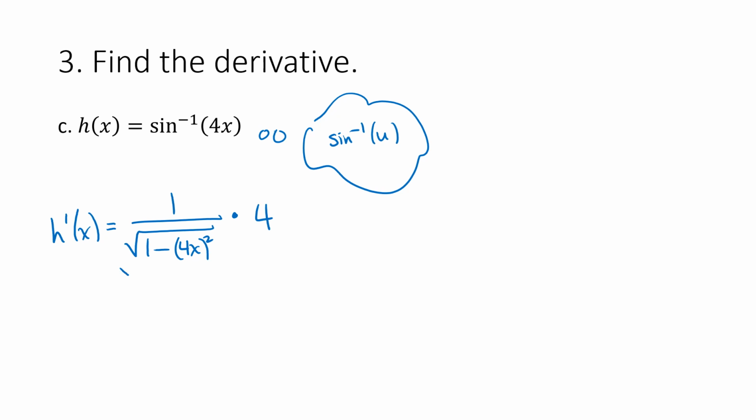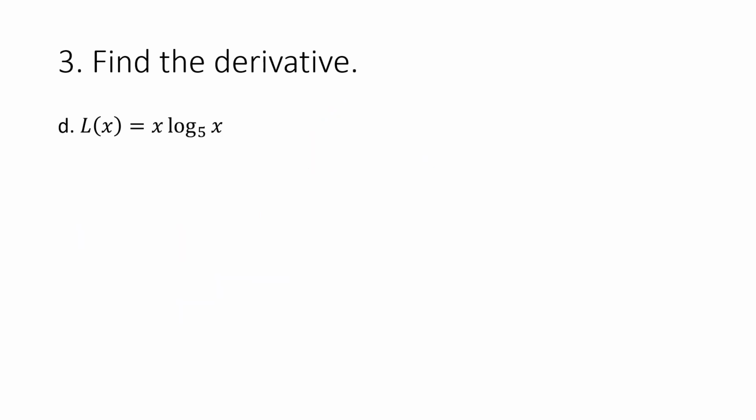So again, I've got a chain rule. That's my derivative of my outside function. That's the inverse sine of u derivative, which is 1 over the square root of 1 minus u squared. And that's my u prime.